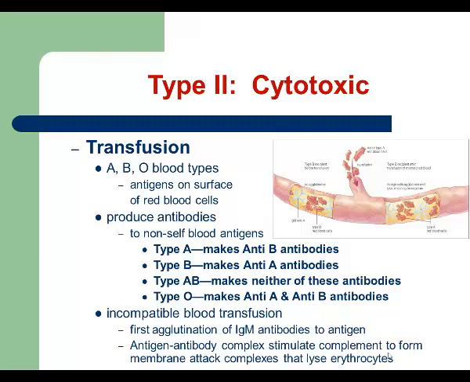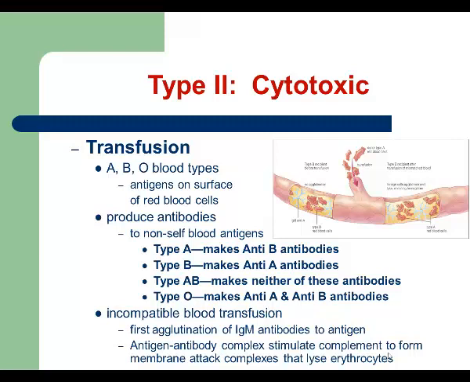A person has type B blood, that means that person has type B antigens on the surface of red blood cells and makes anti-A antibodies in the serum. Now, type AB means those people have 2 types of antigens on the surface of the red blood cells, type A and type B antigens, and make no antibodies in the serum, which means those patients we call universal recipient. Because they have no antibodies in the bloodstream, they can accept any type of blood.